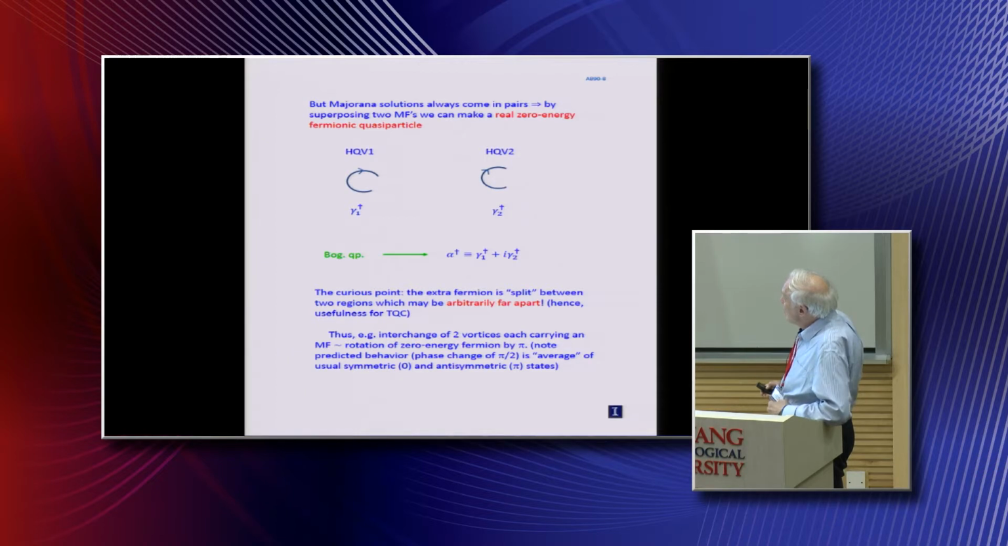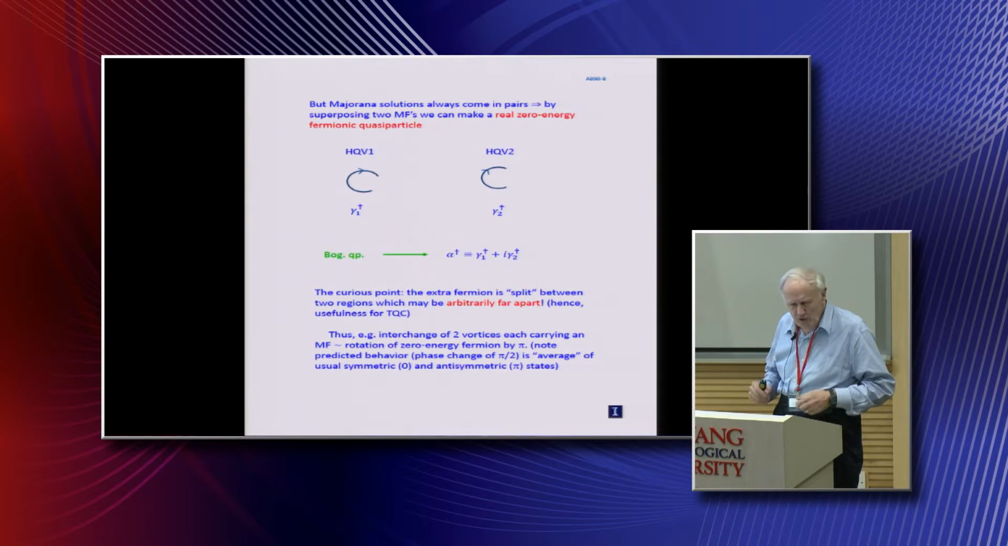Now, the curious and fascinating point is that this extra fermion is actually split between two regions which may be arbitrarily far apart. In other words, you can take this vortex off to the end of the room, and this one off here, and you still have only a single fermionic quasi-particle sitting on these two vortices. At first sight that is very mysterious because, if you just had two ordinary simple quantum wells, you'd expect to get two possible quasi-particle states, corresponding to an even spatial parity and an odd spatial parity situation.